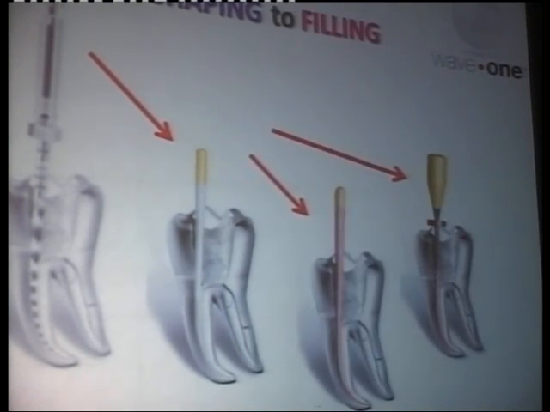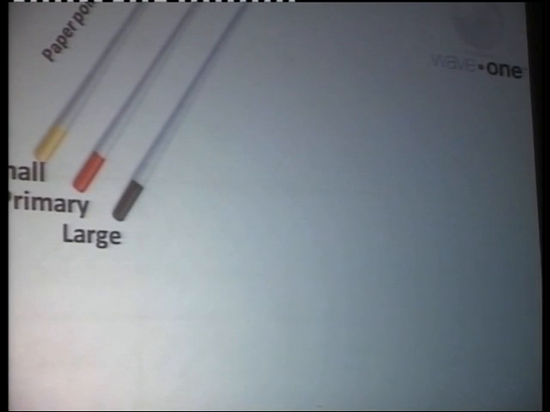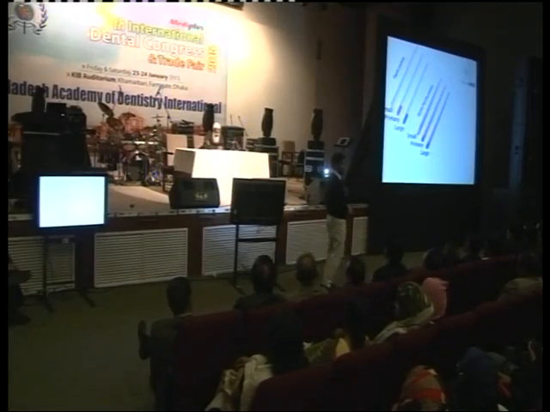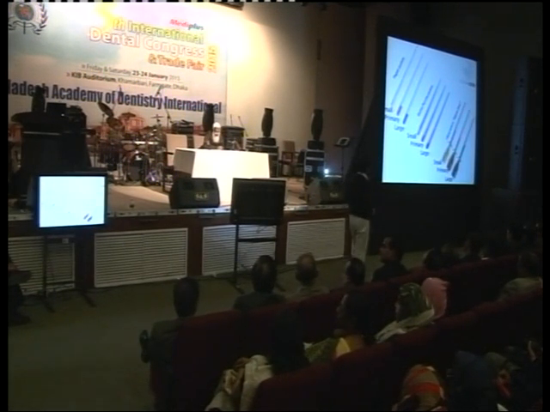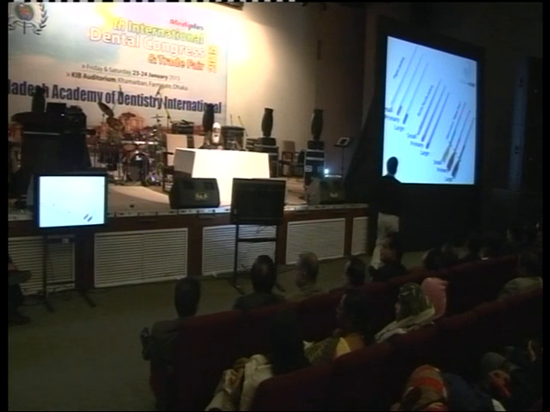Then gutta-percha, the same number of gutta-percha for the small canal. It has 3 files, 3 absorbent points and 3 gutta-percha. And the last one is the thermoplasticized gutta-percha. These are the paper points, 3 sizes: small, primary and large. This is the gutta-percha, 3 sizes, and 3 sizes of Wave 1 obturators.